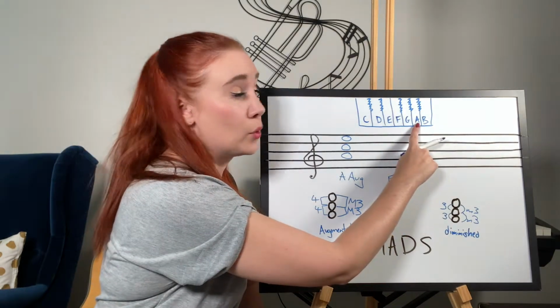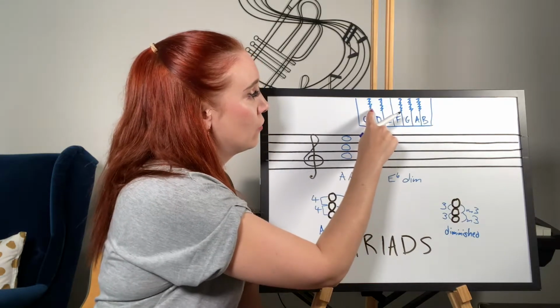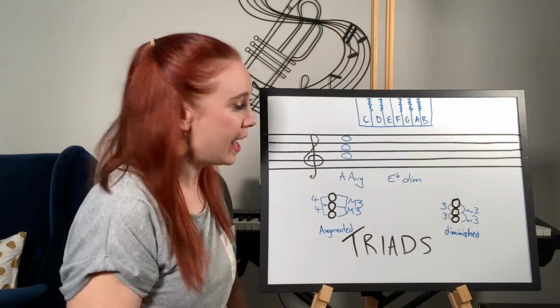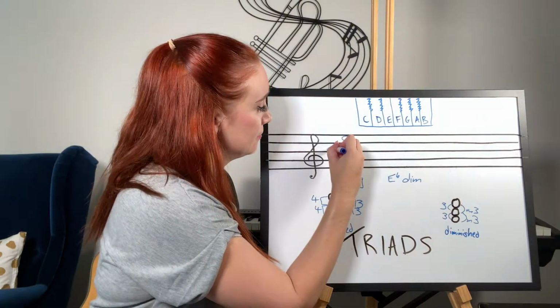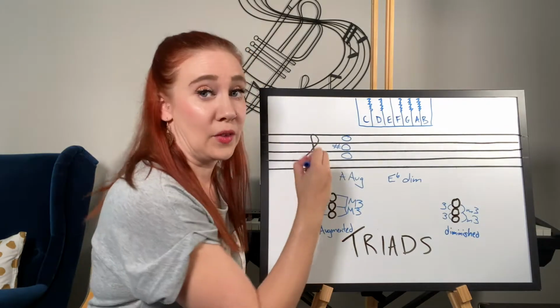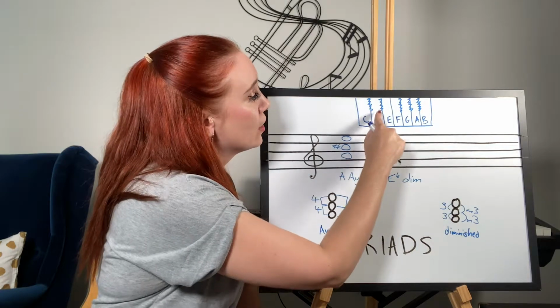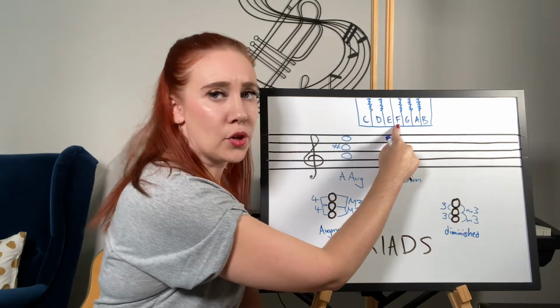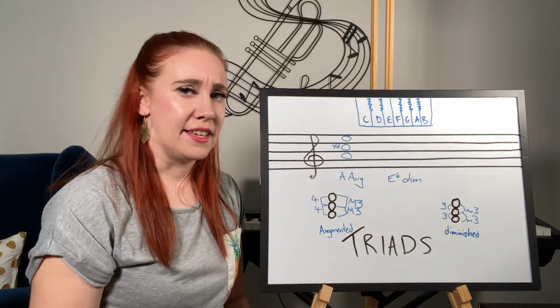Starting up here, we don't count A as 1. 1, 2, 3, 4, C sharp or D flat. I already have a C, so it must be C sharp. Okay, next one. C sharp, we don't count that one. 1, 2, 3, 4. Okay, that's given us F, but we have an E here.